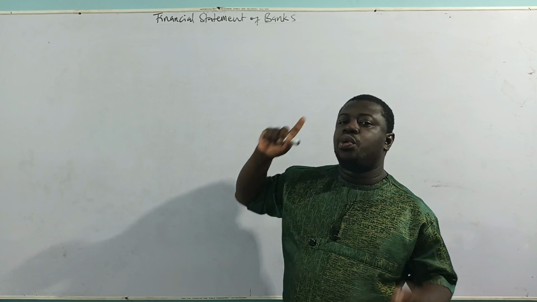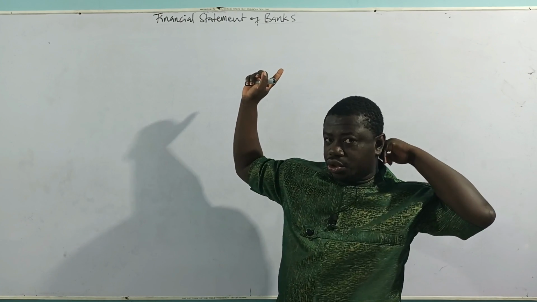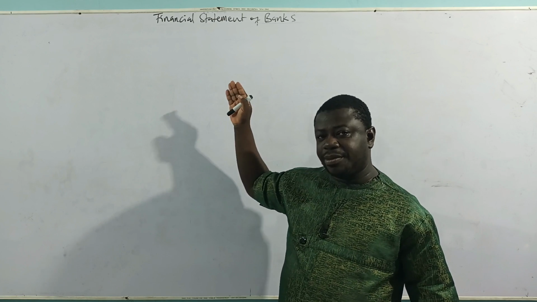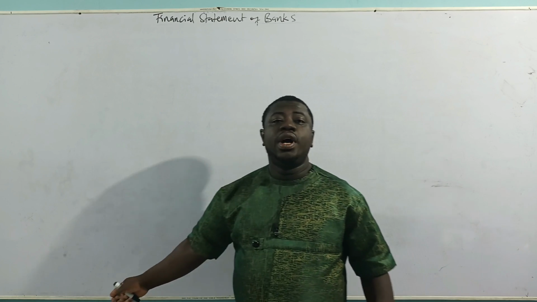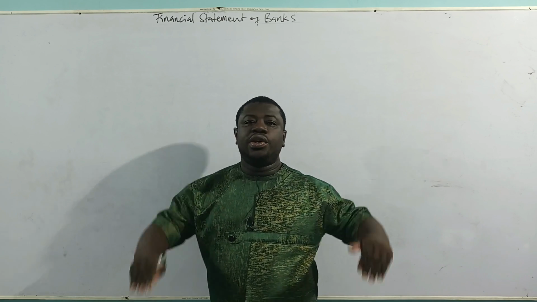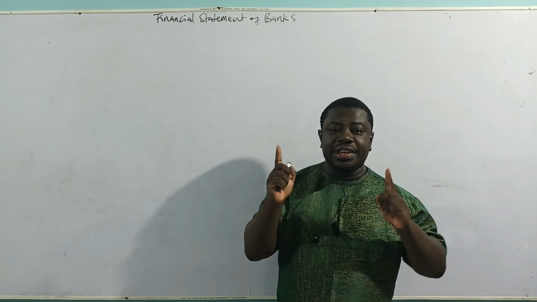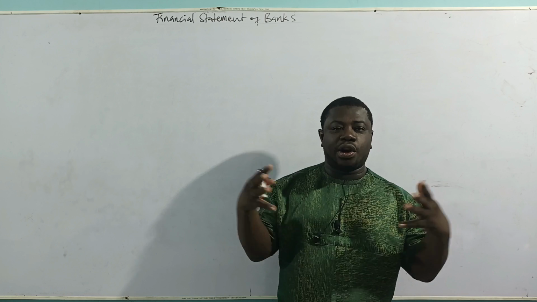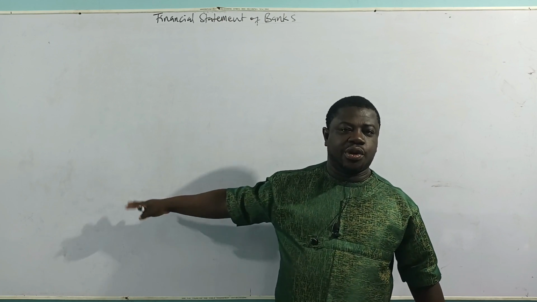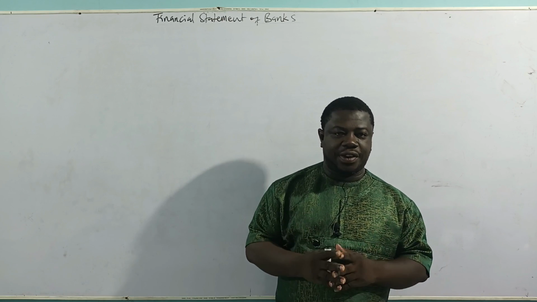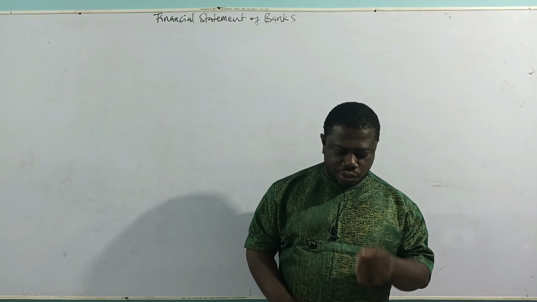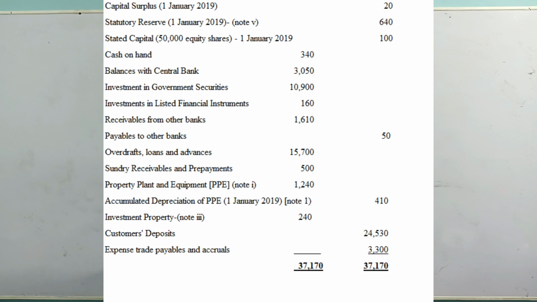Every figure that you add up to bring to the financial statement, you need to show the addition in the notes. The note is there for the workings that you are doing. As long as you are not taking it individually or in isolation, but you are combining, you show how you did the combination in the notes to the financial statement. So we combine those two figures. And then we have investment in government securities, 10,900. That one is also a current asset.